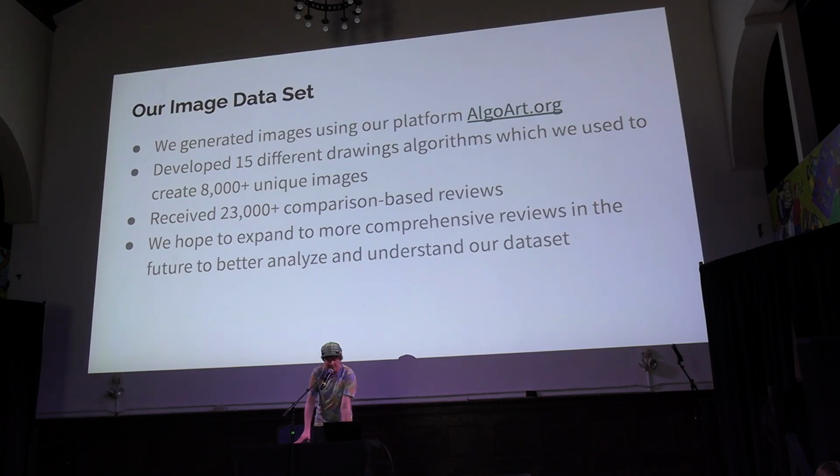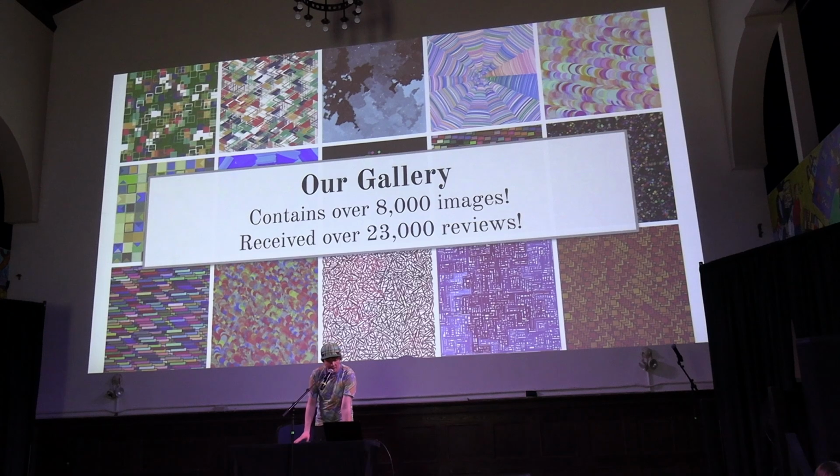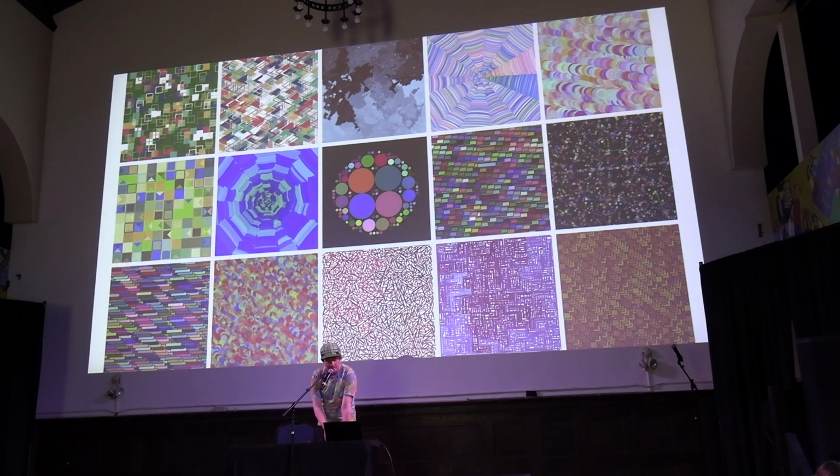And we have a huge amount of data, and we're hoping to do some sort of machine learning project in the future to figure out how those parameters really affect the result. That would be pretty cool, in my opinion, to be able to look at the parameters, be able to predict what the resulting image might look like. So here are some of the images in our gallery from a variety of different algorithms.